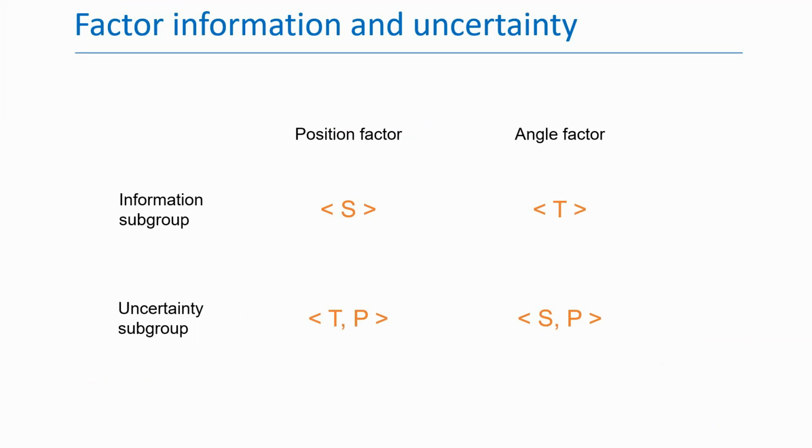This chart summarizes our analysis of optical factors. For a position factor, slide generates the information subgroup, while tilt and phase generate the uncertainty subgroup. For an angle factor, tilt generates the information subgroup, while slide and phase generate the uncertainty subgroup. By the way, from the name observable, you might assume that quantum mechanical observable matrices correspond to information generators. But actually, they do not. The observables, or rather their complex eigenvalue equivalents, are uncertainty generators.